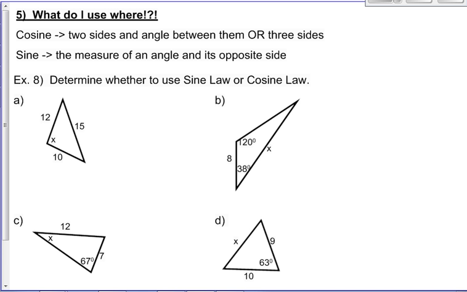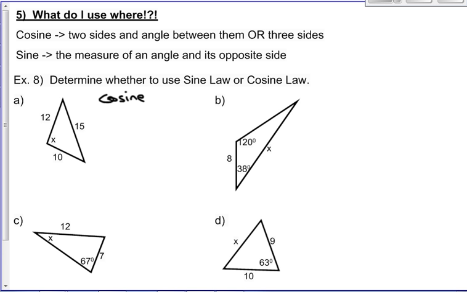Okay, so the question becomes, what do I use where? You use cosine if you know two sides and the angle between them, or you know three sides. Sine if you know the measure of an angle and its opposite side. So in this first one, we know three sides. This is cosine. And you might want to pause it here and just decide on each of these.